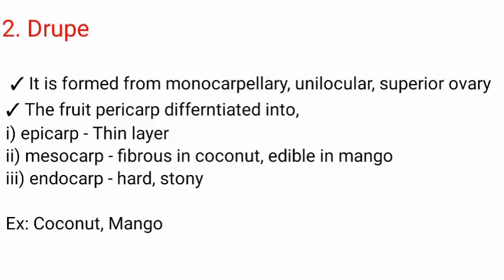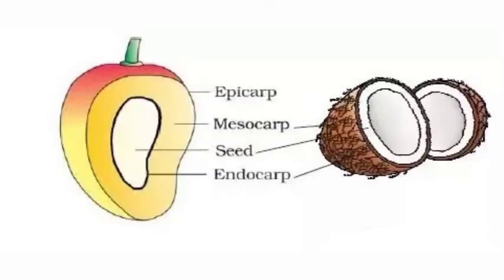The second one, drupe. It is formed from monocarpellary, unilocular, superior ovary. The fruit pericarp is differentiated into thin layered epicarp, mesocarp, which is fibrous in coconut, edible in mango. Endocarp is hard and stony. Example, mango and coconut. Let's see the diagrammatic representation of drupe of mango and coconut. Epicarp of both fruits is thin layered. Mesocarp of mango is fibrous and edible, but in case of coconut it is fibrous. But in both, endocarp is hard and stony.